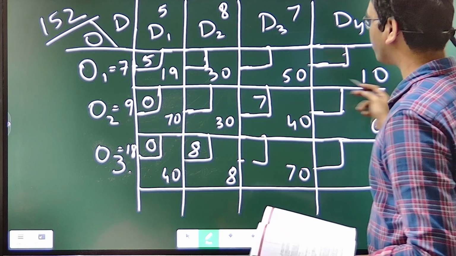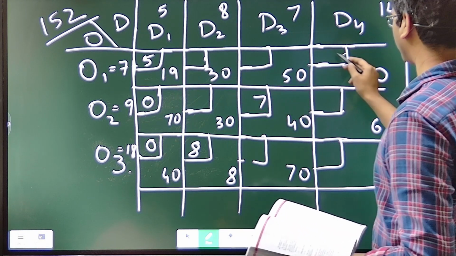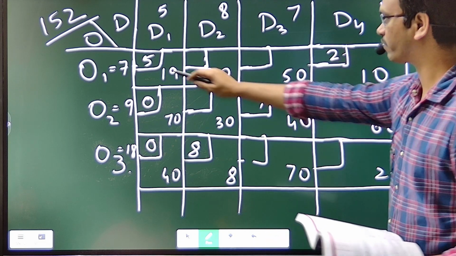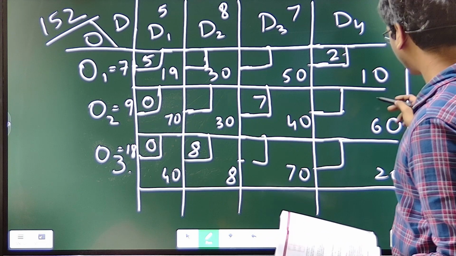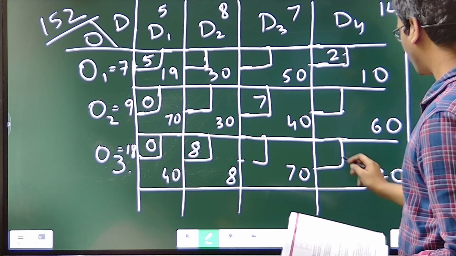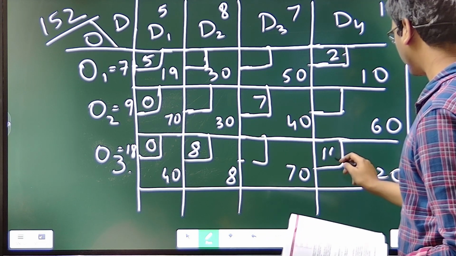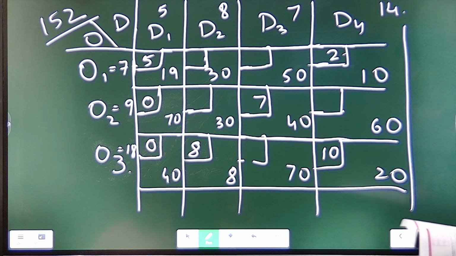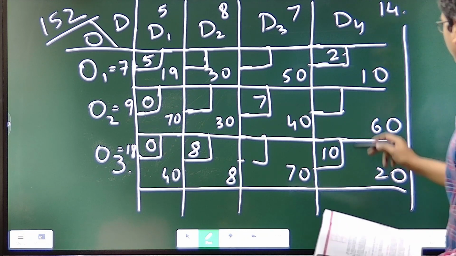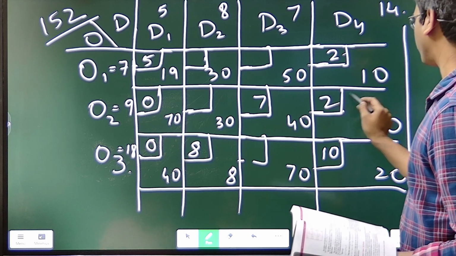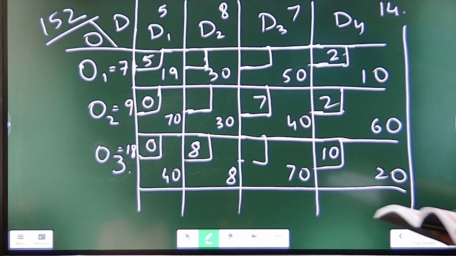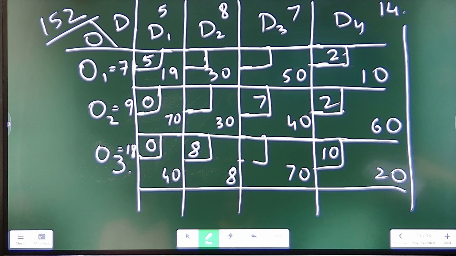14. 10 is minimum. You have only 2 left because 5 is occupied. Now 12 more you have to distribute. What is next? 20, but only 10 left. Correct? Remaining, you have 12, only 2. You have 2, you can do 9. Okay?